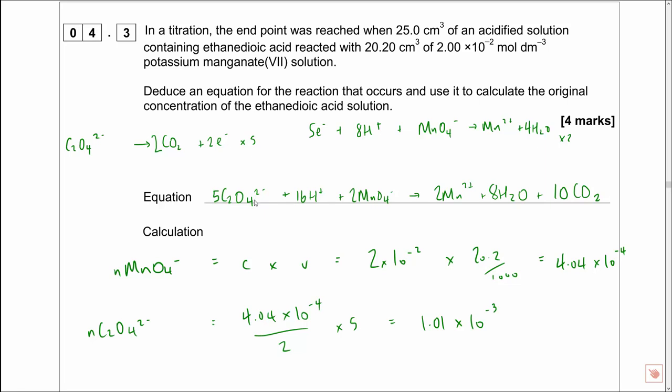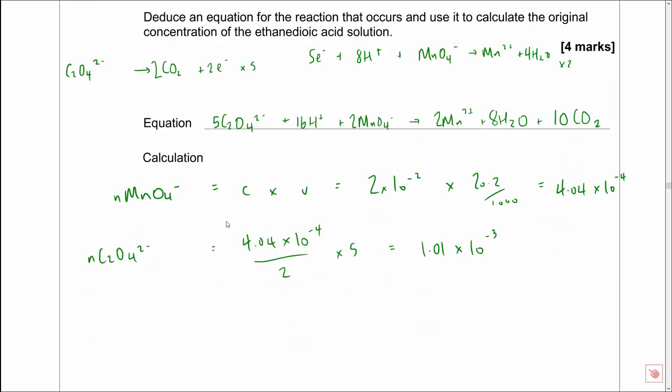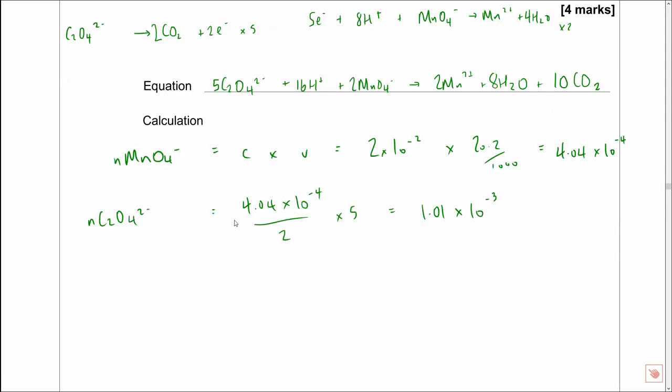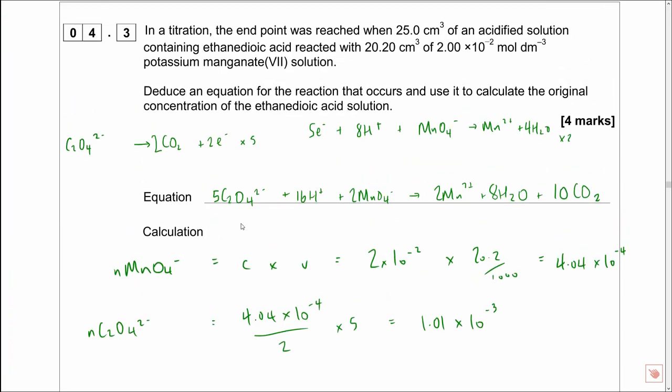I can do what I'm doing here, by the way, because whatever I work out of this, it's going to be the same moles-wise of the H2C2O4. So it doesn't matter that I'm using this ionic form, because it's going to balance up fine in the end. There's going to be no issues there at all. This is now my molar value of the ethanedioate ions.